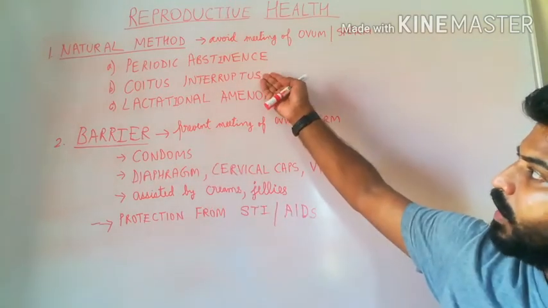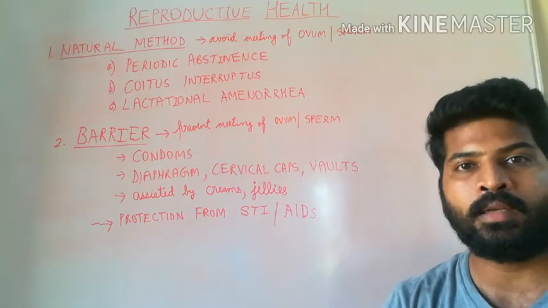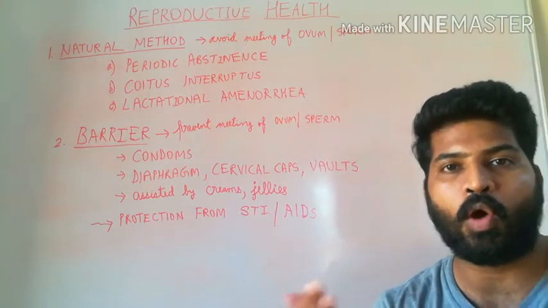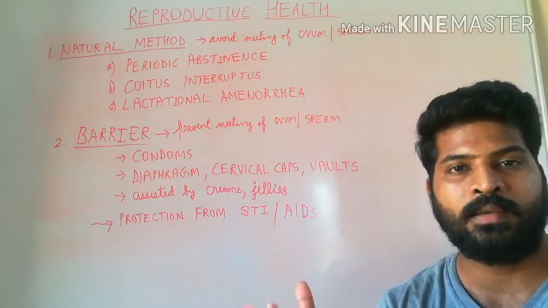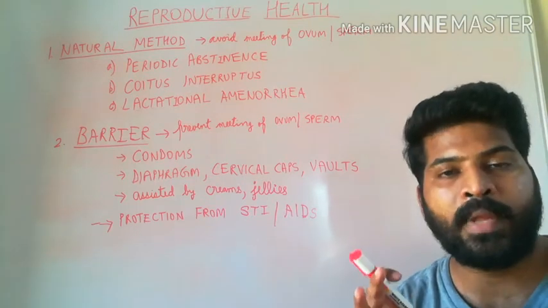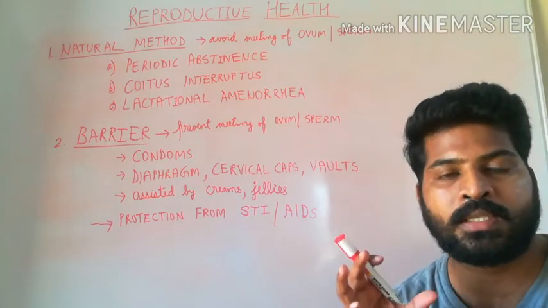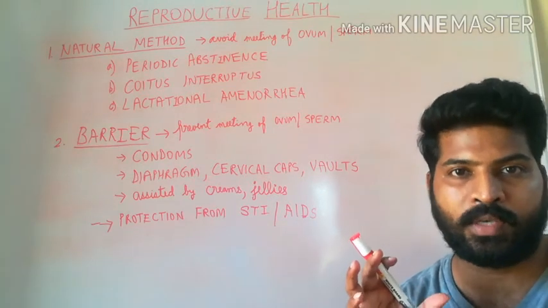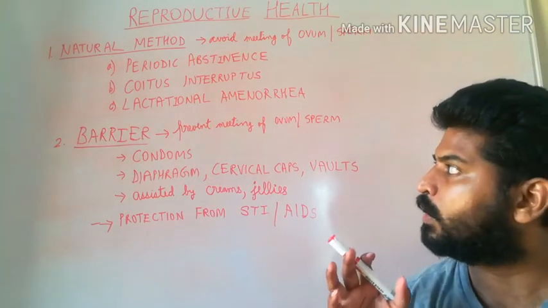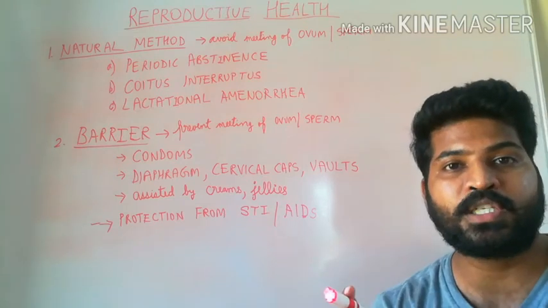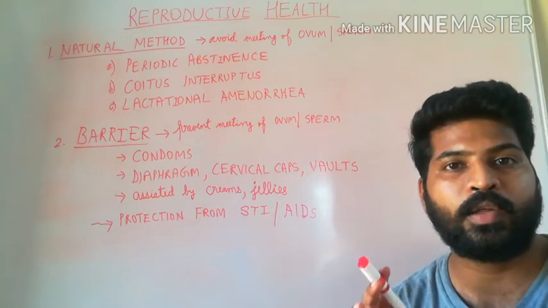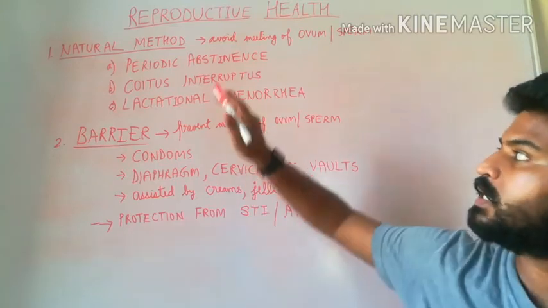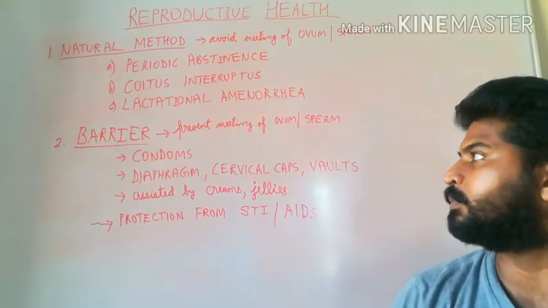Method number two, coitus interruptus or withdrawal. In this method, the male partner withdraws his penis from the vagina just before ejaculation. So, this will prevent insemination inside the female reproductive tract. This is what is called the withdrawal method.